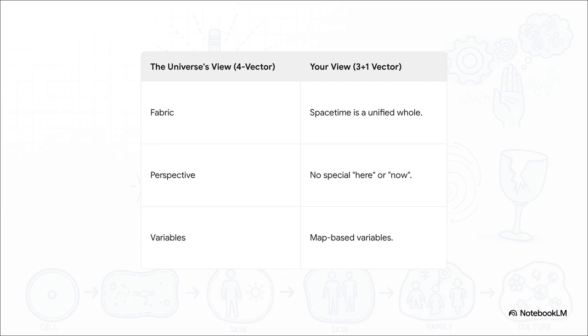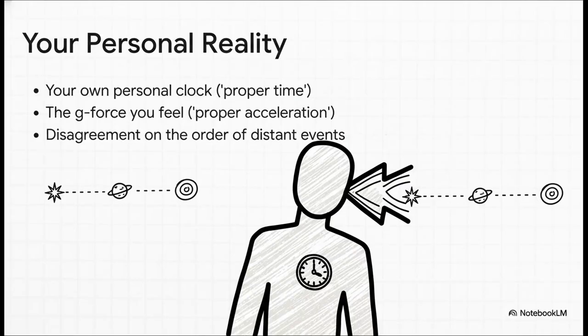But that's not how you experience it, is it? Not at all. Your consciousness, your point of view, is the symmetry break. As the slide shows, you take the universe's unified view and you shatter it. You break that single 4D reality into a much more personal 3+1 version. 3 dimensions of space you can move around in, and 1 dimension of time that you travel along. You create your very own unique here and a unique now, breaking the universe's perfect symmetry to create your personal journey through it.